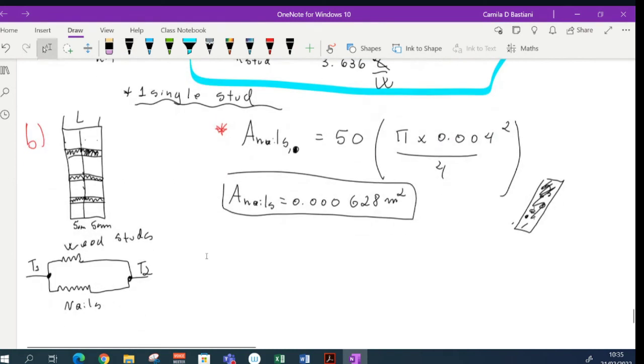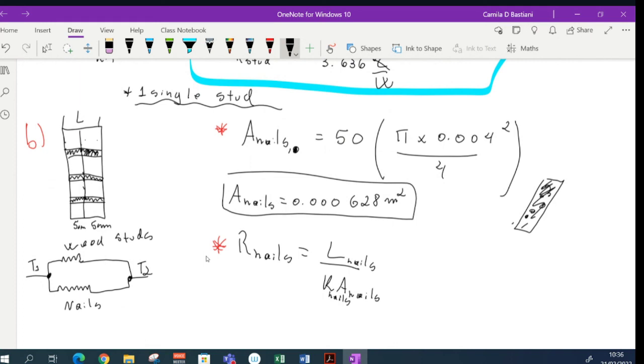So how do I calculate my resistance caused by those 50 nails? Is that a convection or a conduction resistance? A conduction, okay? I have a solid there. So my resistance caused by those 50 nails is going to be L divided by K multiplied by the area of the nails. K of the nails.